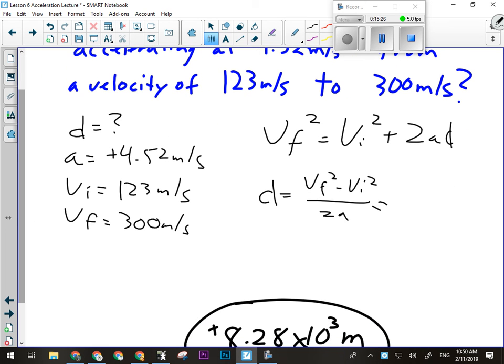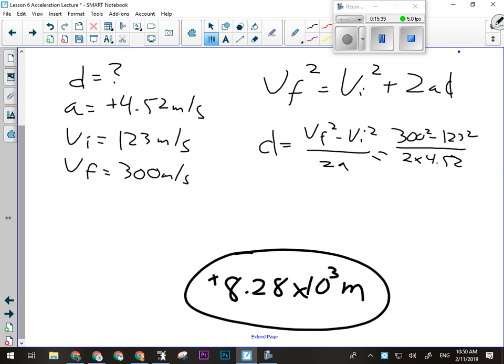So when we do this one here, we're going to have 300 squared minus 123 squared divided by 2 times 4.52. When we do that, we should get that it's going to travel 8.28 times 10 to the 3 meters, or 8.28 kilometers, in order to do that acceleration.